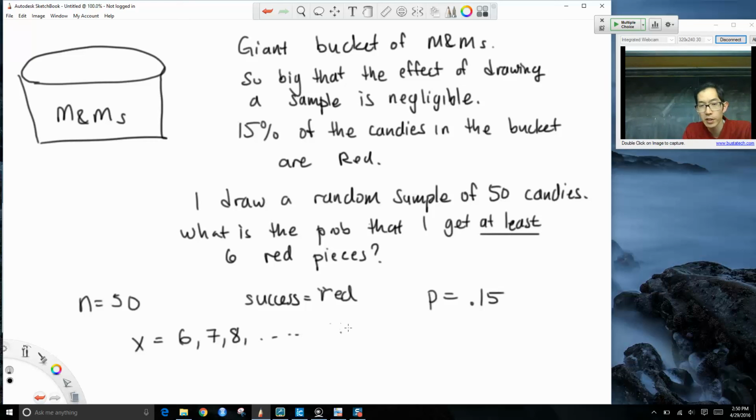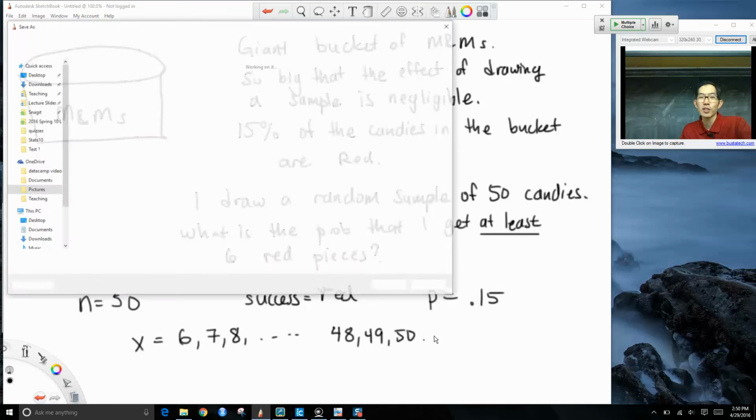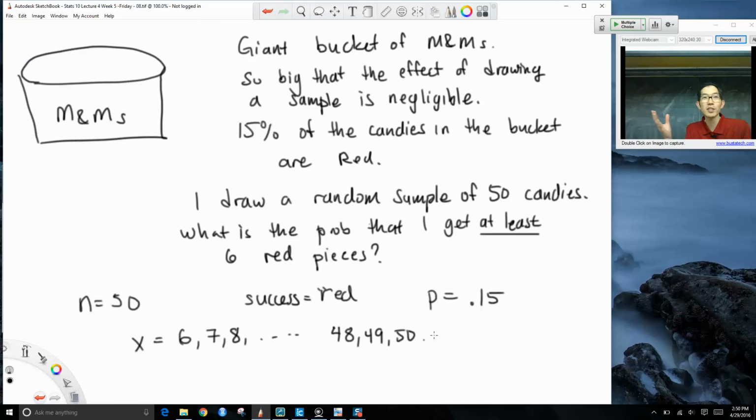So 6, 7, 8, all the way up to 48, 49, 50. Because technically, if I draw 50 pieces of candy, it is possible that by random chance, all 50 of them end up being red. It's incredibly unlikely for that to happen, but it is technically possible if every time I draw, it's a random chance. So again, we'll learn how to calculate all of these things on Monday. Have a good weekend, you guys.